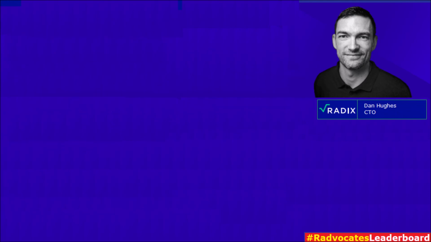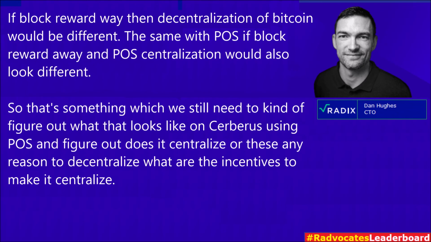If you took the block reward away from Bitcoin, then the centralization of Bitcoin would look completely different. The same with various proof of stake models. You take the block reward away, and your proof of stake centralization would also look different. So that's something we've still got to dig into and figure out what that looks like on Cerberus using proof of stake, and figure out, does it centralize, or is there any reason for it to centralize? What are the incentives that make it centralize, and how does that affect things?